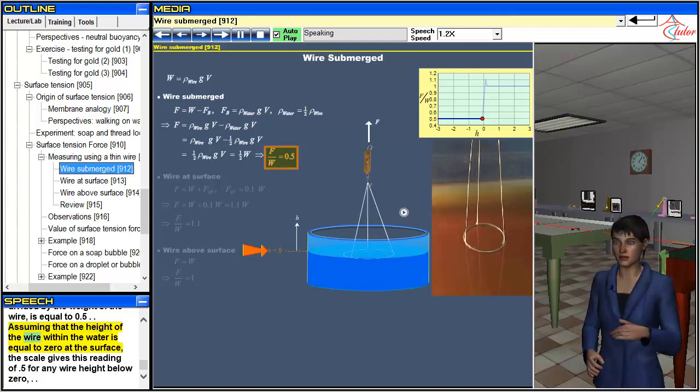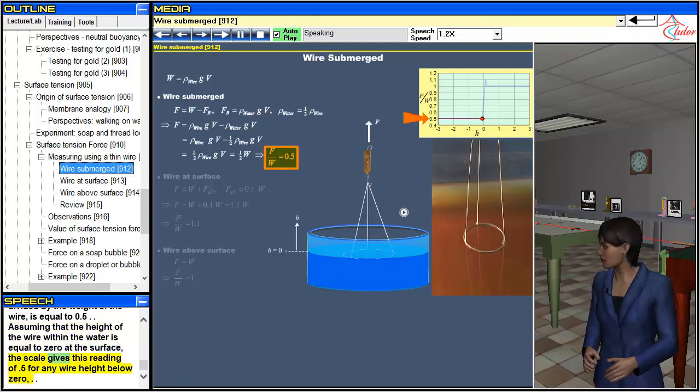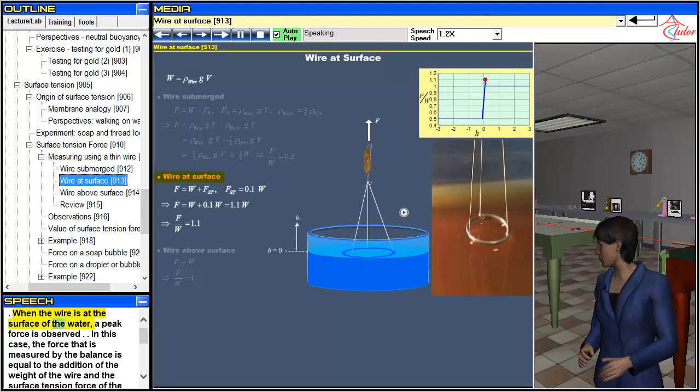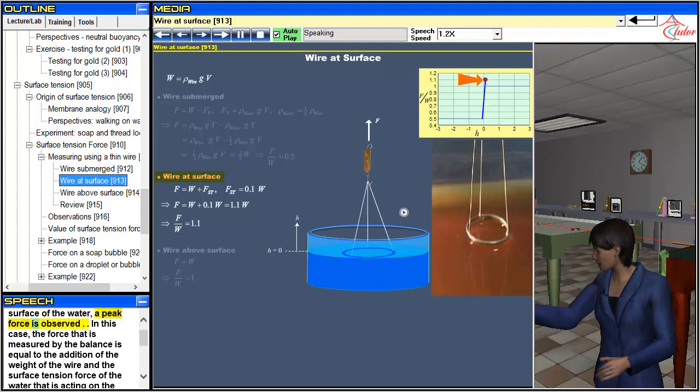Assuming that the height of the wire within the water is equal to 0 at the surface, the scale gives this reading of 0.5 for any wire height below 0. When the wire is at the surface of the water, a peak force is observed.